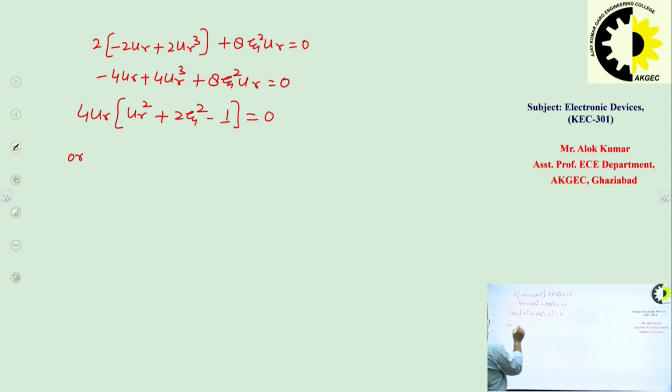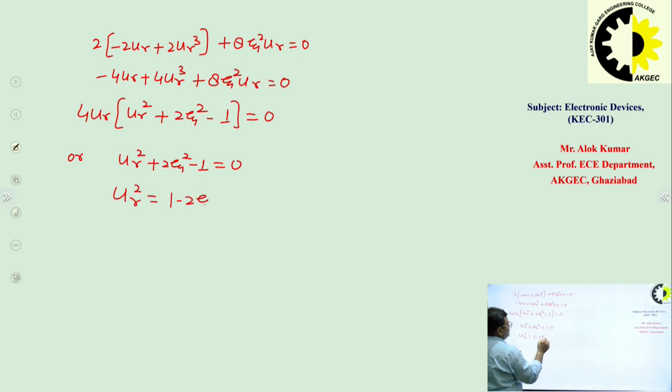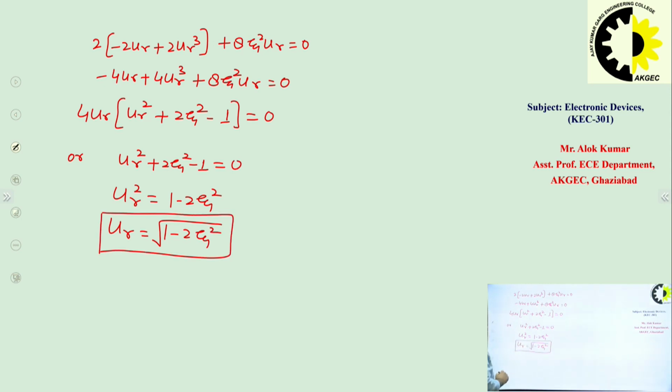Or it can be written as ur square plus 2 zeta square minus 1 is equal to 0. Or ur square will be 1 minus 2 zeta square. Or finally we can say ur will be under root of 1 minus 2 zeta square, right? So this is the value of ur.